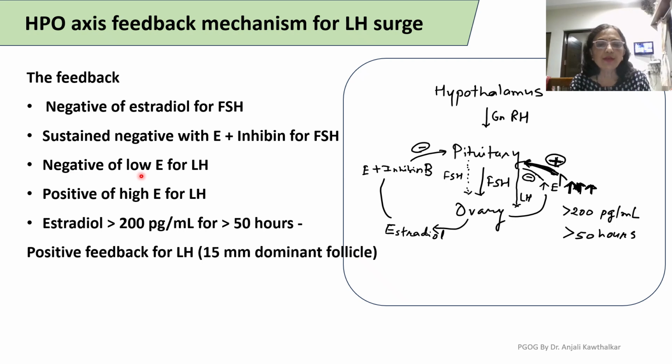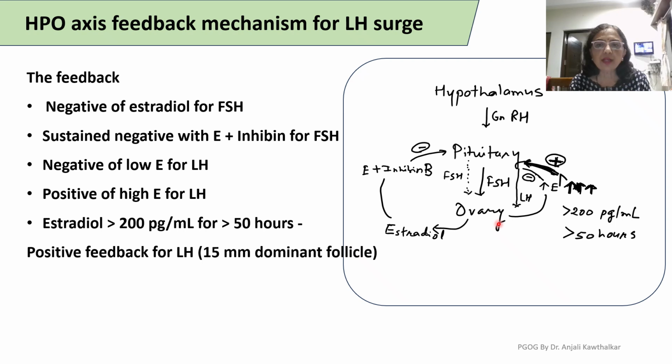Now, what is happening to the LH by estradiol is, when the estradiol level is low, there is a negative feedback of this estradiol on LH secretion by the pituitary. So when estradiol is low, it has a negative feedback, and LH secretion by the pituitary is reduced.